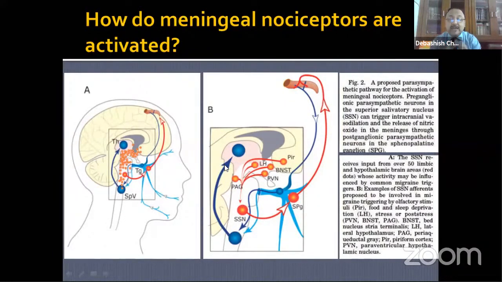So various structures can therefore, through the hypothalamus, get activated within the brain, especially the brainstem, leading on to the activation of the superior salivatory nucleus, leading on to the activation of the sphenopalatine ganglion, leading on to the inflammation in the blood vessels in the dura, leading on to the neurogenic soup, and this soup is actually triggering the trigeminal ganglion and then the spinal nucleus of the trigeminal to cause the conscious perception of pain.